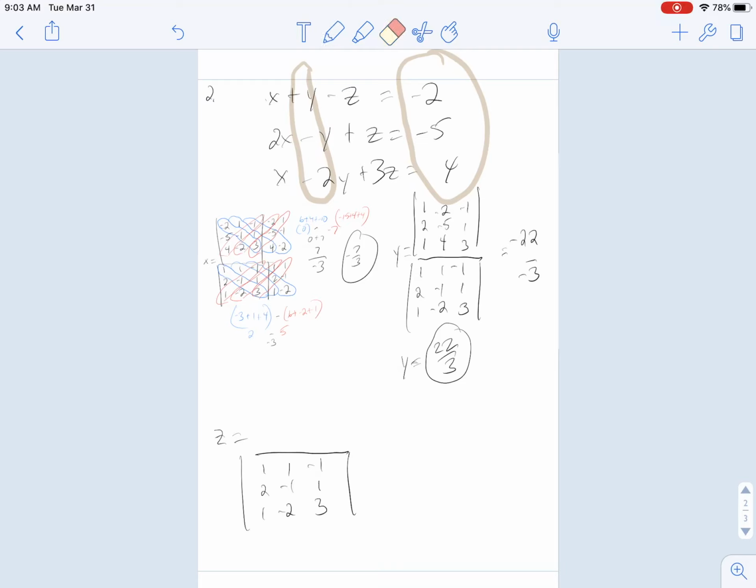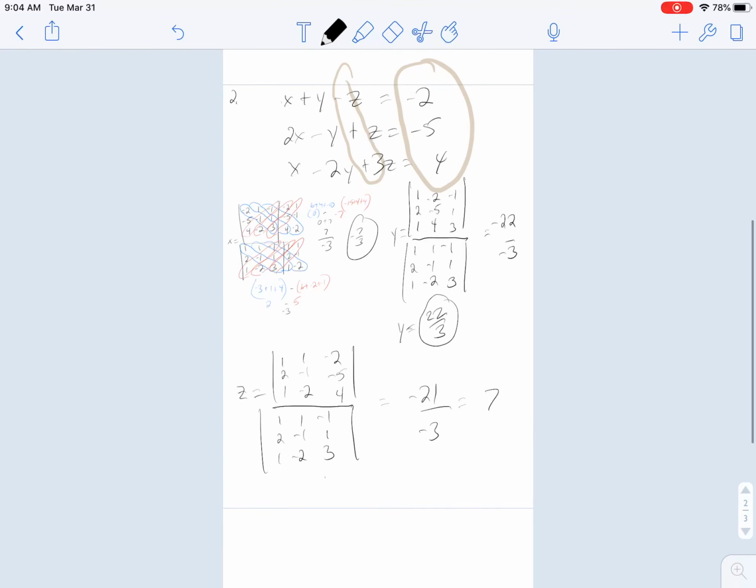So then what's going to happen is that the coefficients for x are going to be 1, 2, and 1. Coefficients for y will be the middle column, 1, -1, and -2. Now z is going to be replaced. The coefficients for z are going to be replaced with the values of -2, -5, and 4. Okay, so when you do the determinant for that, on the bottom you should get -3. And then on top you should get -21 when it's all said and done. So z should be 7.